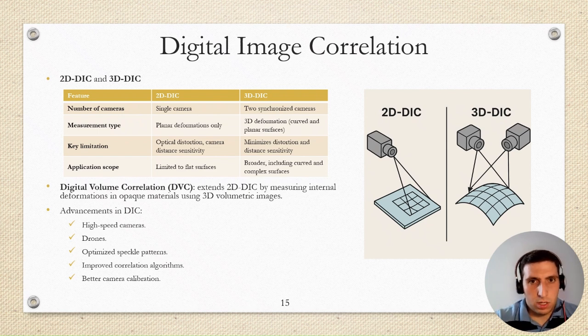The measurement type is 3D deformation, which covers curved and planar surfaces. It minimizes distortion and distance sensitivity, and the application scope is broader, including curved and complex surfaces. Another type of digital image correlation is digital volume correlation, which extends digital image correlation by measuring internal deformations in opaque material using 3D volumetric images. Advancements in digital image correlation include high-speed cameras, drones, optimized speckle patterns, improved correlation algorithms, and better camera calibration.